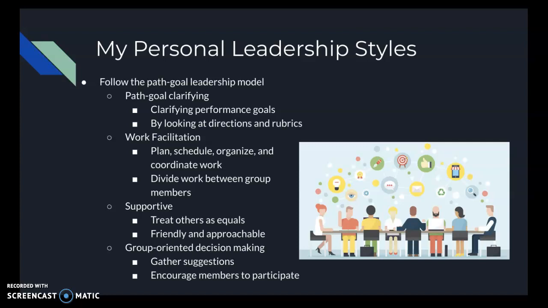So far, these leadership styles have really worked for me, and I hope to continue doing them in the future and keep up the good work.